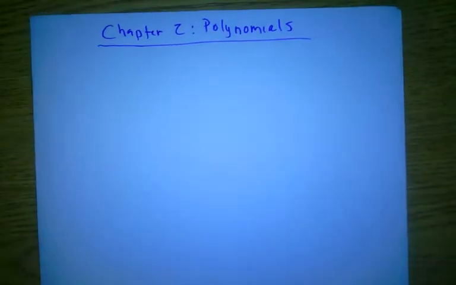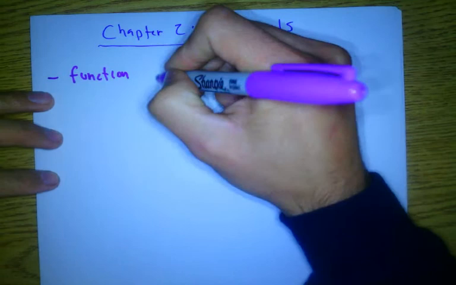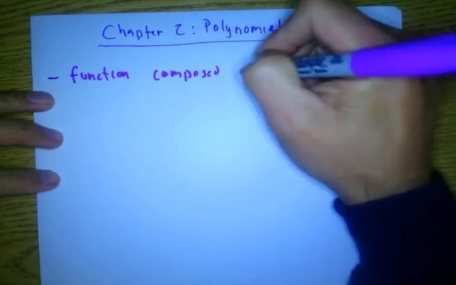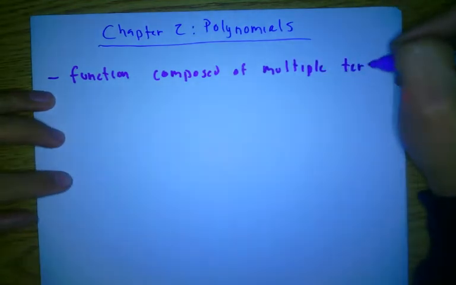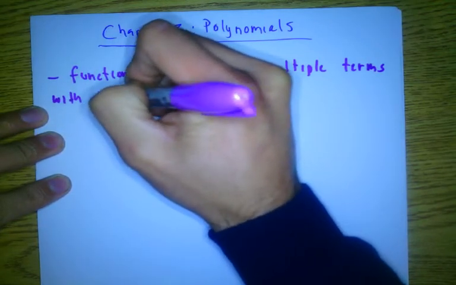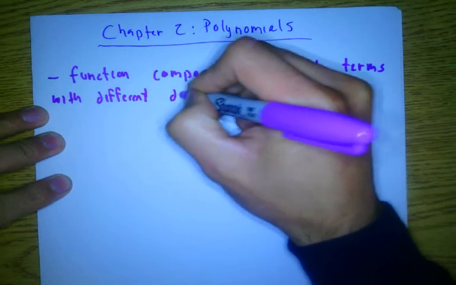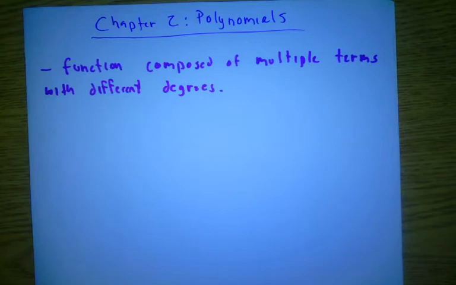Polynomials. Anyone know what a polynomial is? No? It's all good. It is a function composed of multiple terms with different degrees. So that's a very non-math definition. I can give you a math definition, but you're not going to remember it. Okay? Does this kind of help you understand what's going on?